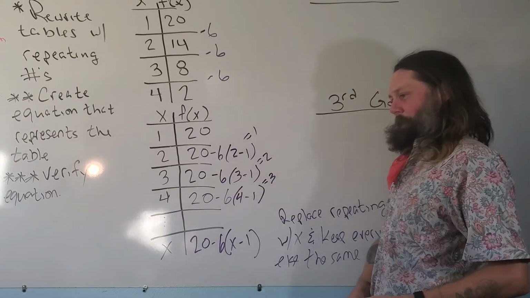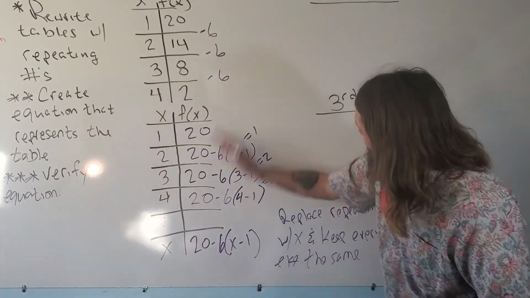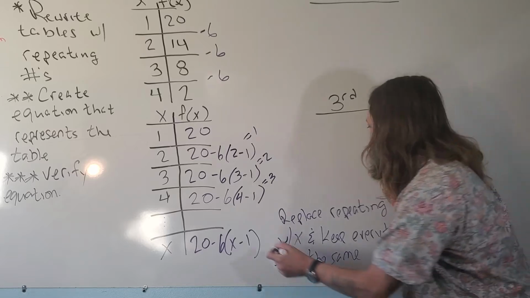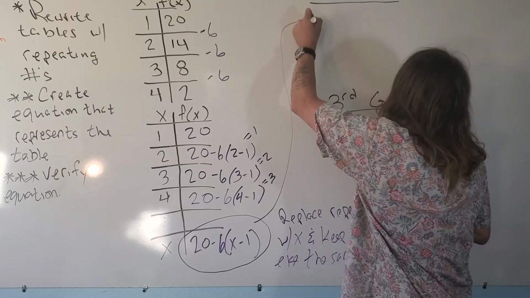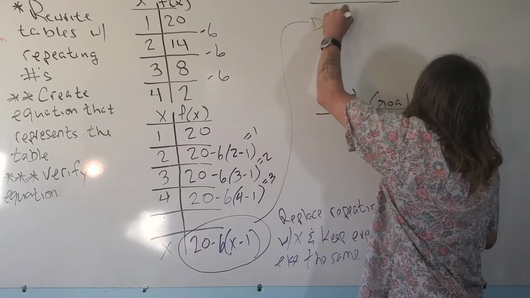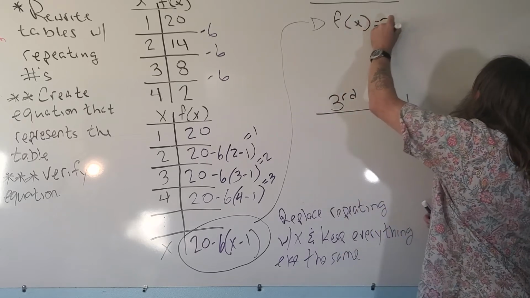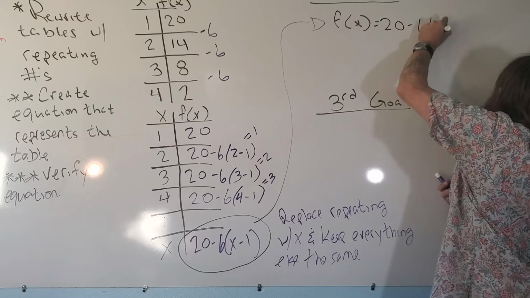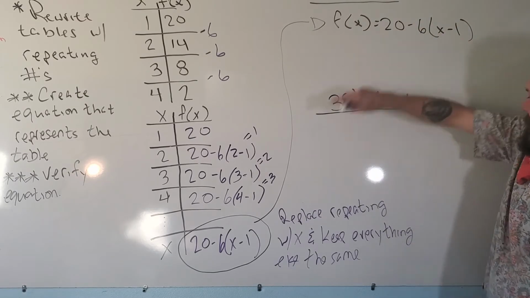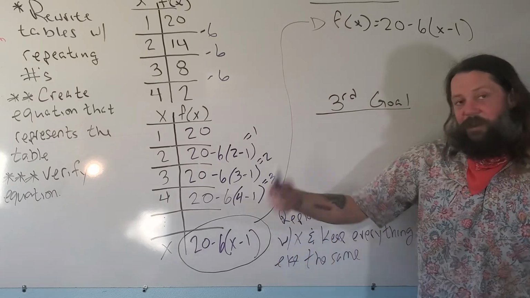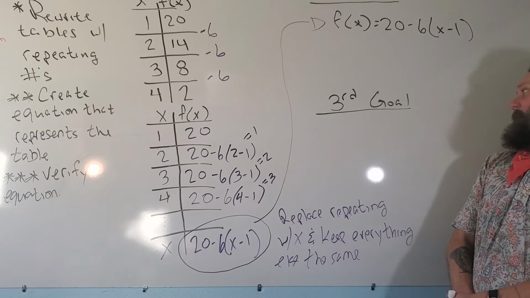My second goal now is to write the equation that represents this table, and it's really easy to do. What we're going to do is take this expression, come up here, and say that f of x is equal to 20 minus 6 times x minus 1. That's all I have to do: I just set what I did here equal to f of x, and I wrote my equation.